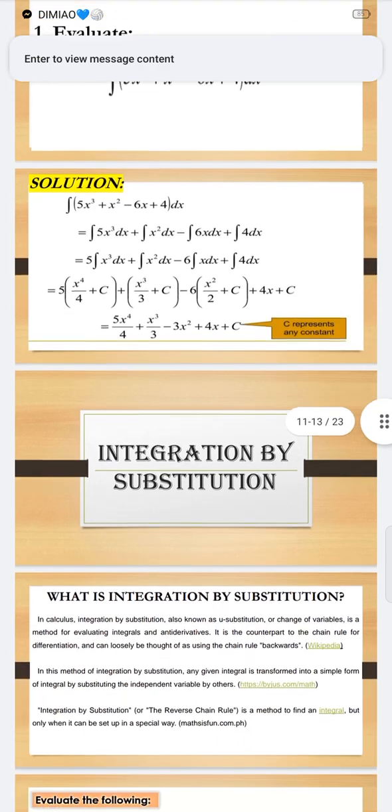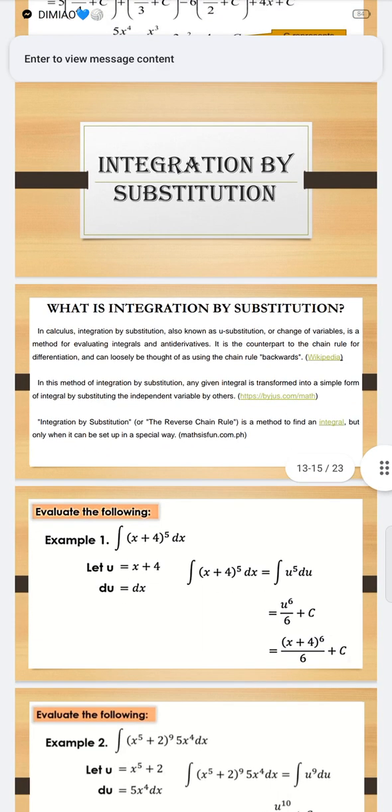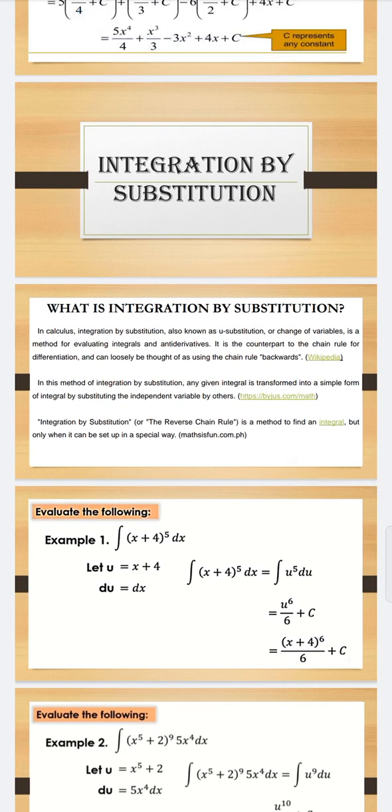Then integration by substitution. What is integration by substitution? In calculus, substitution, known as the change of variables, is a method of evaluating integrals and antiderivatives. It is the counterpart of the chain rule for differentiation and can be thought of as using the chain rule backwards. In this method, integrals are transformed into a simpler form by substituting independent variables with others. This is substitution using the reverse chain rule.